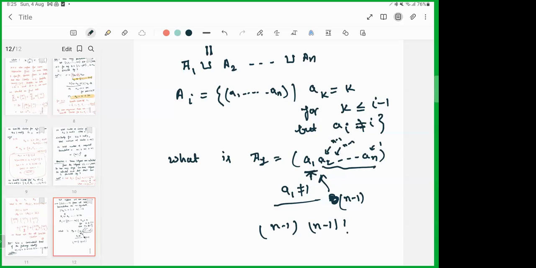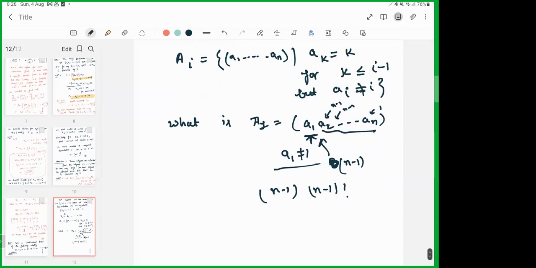Do you get this or not? Tell me, otherwise I will explain again. Have you understood this set A_i or not? Sir, can you explain the set again? Yes. So let me explain the set A1.